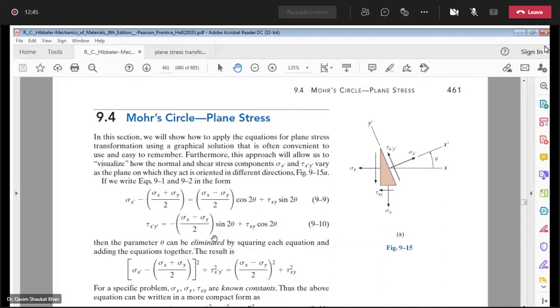Furthermore, this approach will allow us to visualize. Visualize means that earlier we have said that the difference between theta p1 and theta p2 is 90 degrees, and theta s1 and theta s2 is 90 degrees; you can visualize and see this with the help of the Mohr circle. So furthermore, this approach will allow us to visualize how the normal and shear stress components sigma x dash and tau x dash y dash vary.